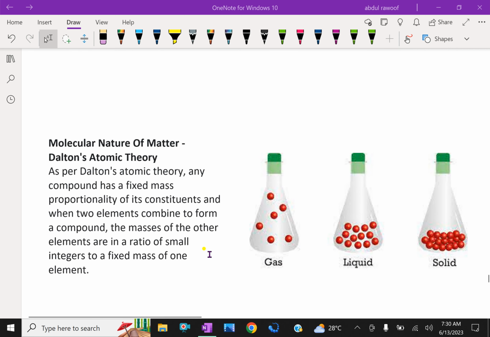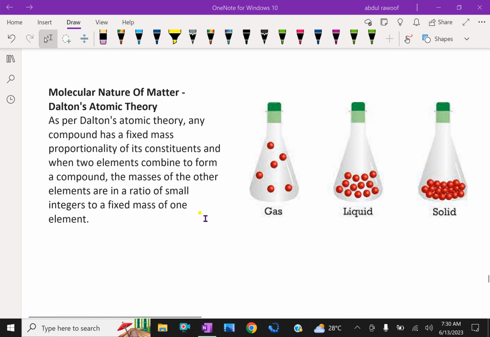Next, we'll discuss the molecular nature of matter, that is Dalton's atomic theory also. As per Dalton's atomic theory, any compound has a fixed mass proportion of its constituents, and when two elements combine to form a compound, the masses of the other elements are in a ratio of small integers to a fixed mass of one element.